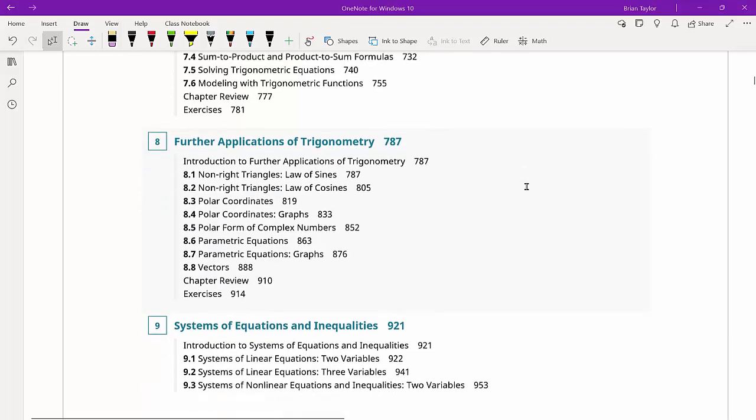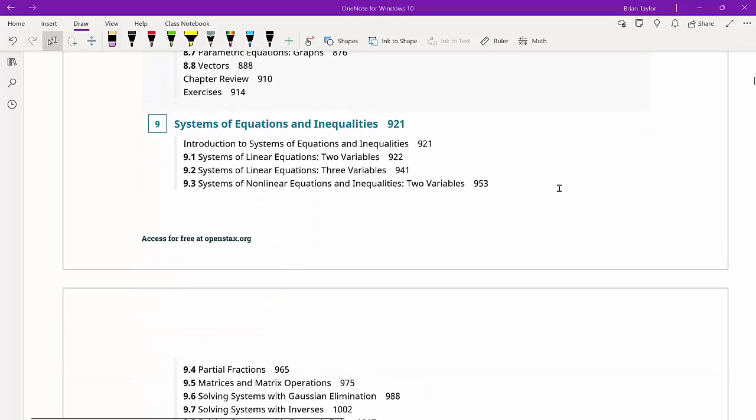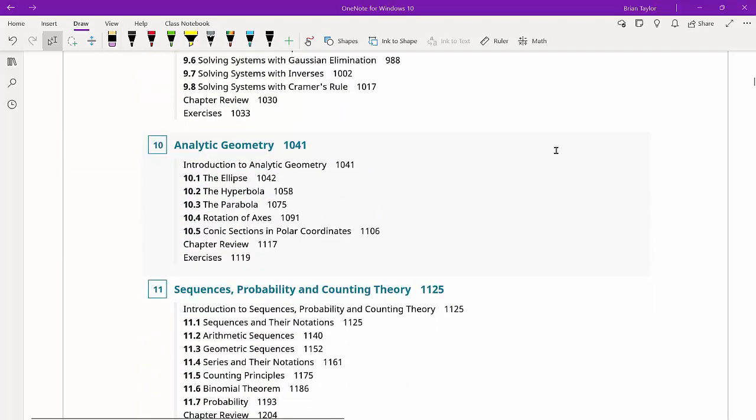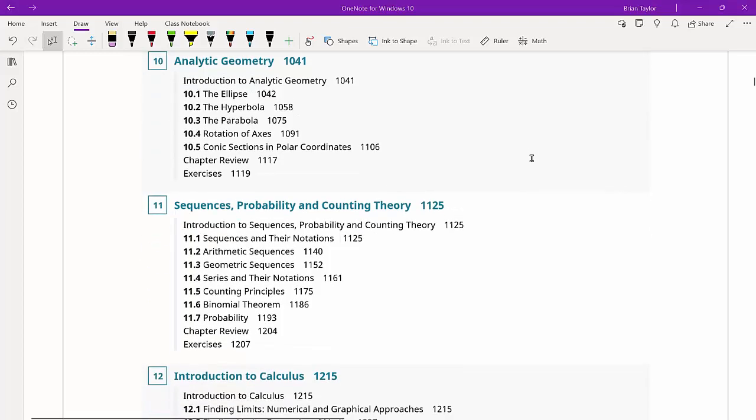And then finally we move into chapter 9, which is systems of equations and inequalities, with a bit of an introduction to matrices and matrix operations. And then a chapter on analytic geometry, talking about the conic sections. So a circle is a conic section, as well as the ellipse, the hyperbola, and the parabola.